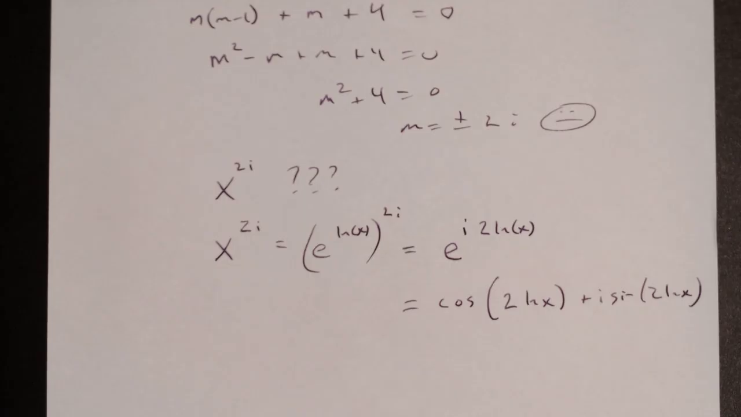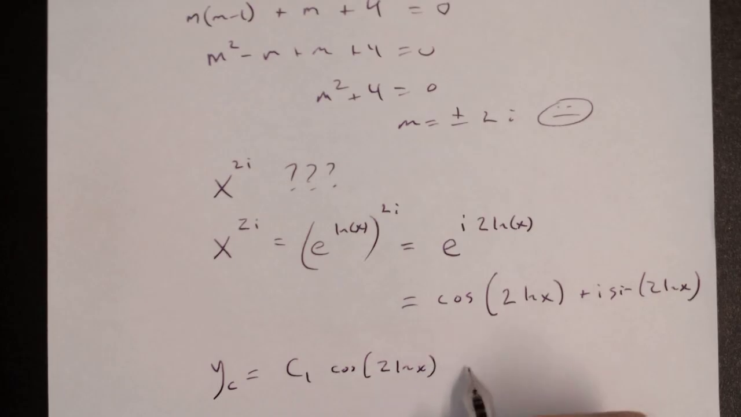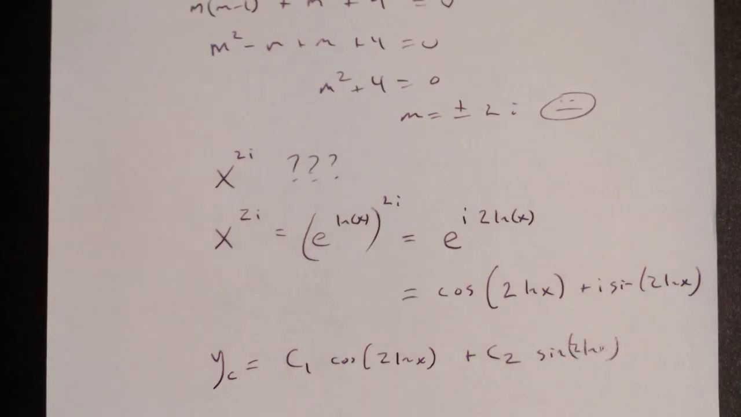Now, it's this i that bothers me, right? That's ugly. I don't like it. But this is just the positive one. We can do the same thing we did back in section 4.3. And I say, oh, so really what I want to use for y_c is C1 cosine 2 ln x and C2 sine 2 ln x. And that works.